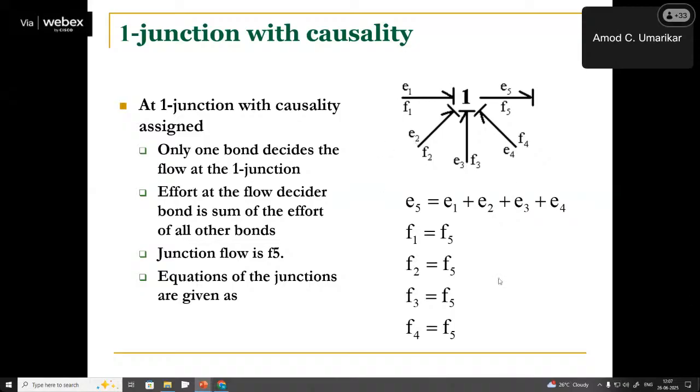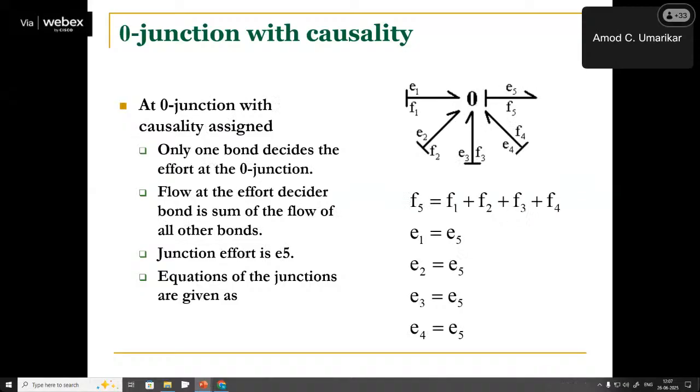You can make out easily here: E5 is E1 plus E2 plus E3 plus E4 after assigning causality, while all other flows are the same. Similarly, at the 0 junction, only one bond decides the effort. The flow at the effort decider bond is the sum of the flows of the other bonds. So E5 and the equation of the junction is like this.